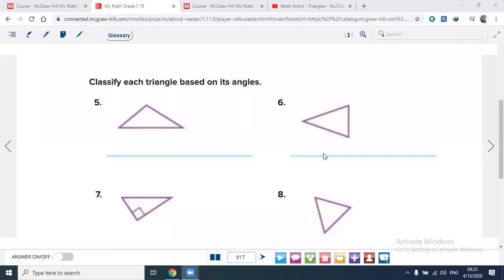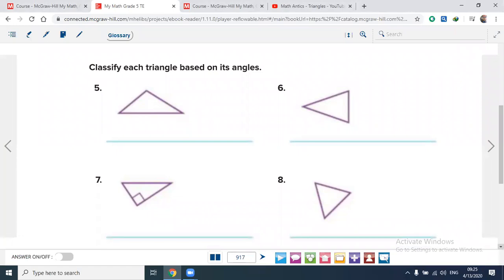Okay, excellent. Next one, I have classify each triangle based on its angles. I have three types based on the angles: acute triangle, right triangle, and obtuse triangle. Acute triangle, all its angles are acute. Right triangle has one right angle. Obtuse triangle has one obtuse angle. Okay, Amir, you answer it.